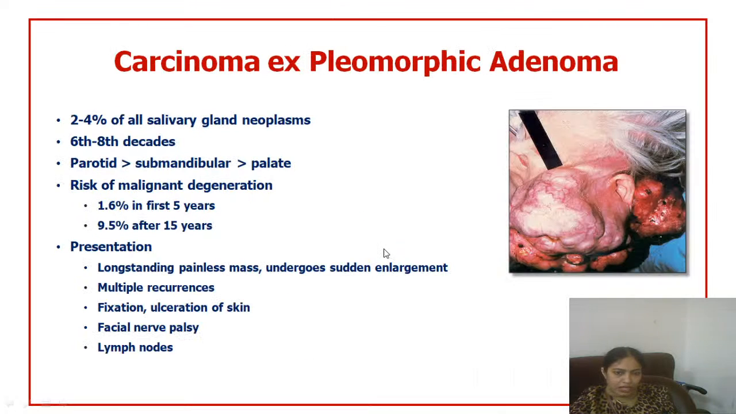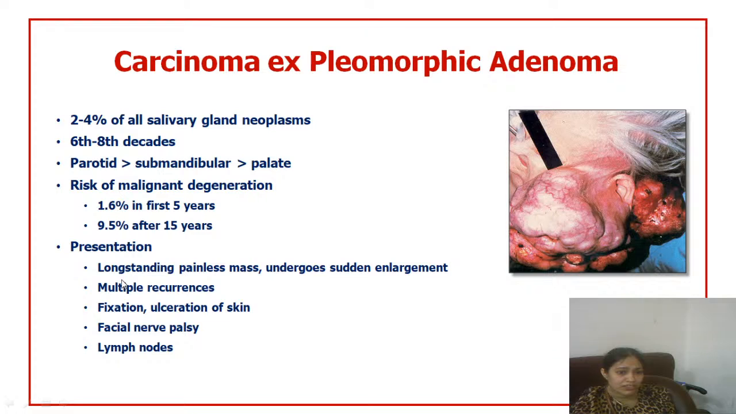Next, we'll go to carcinoma ex-pleomorphic adenoma, which I mentioned, is a carcinoma arising in the background of a pleomorphic adenoma. It's most common in the parotid. The risk of malignant change in pleomorphic adenoma is 1.6% in the first 5 years, but if it's a long-standing tumor, the risk increases to 9.5% after 15 years.